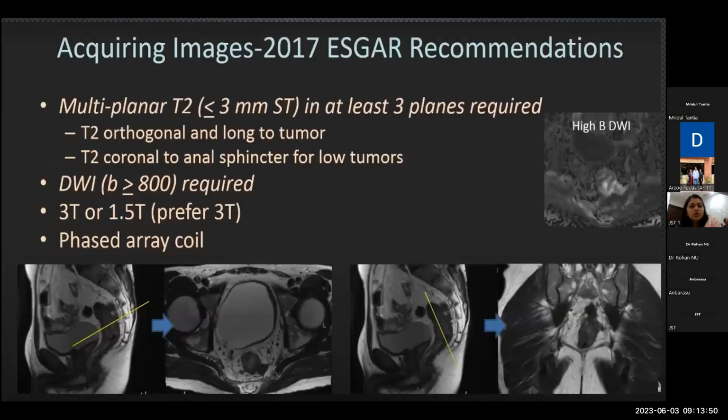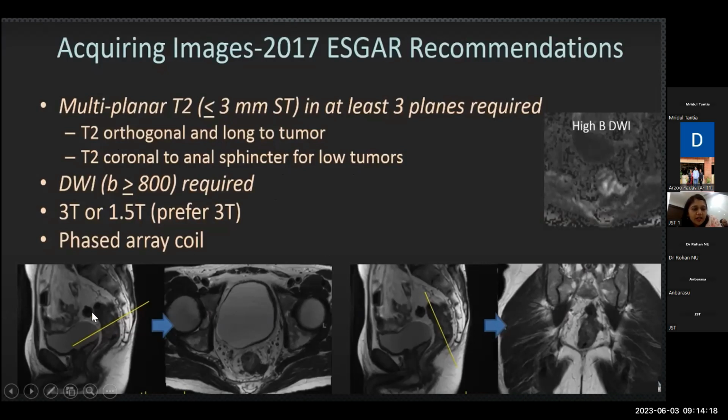So in short, the MRI protocol. Very important are the T2 images we take. T2 is easily identified with the fluid in the bladder or in the spinal canal. For the MRI rectum or for any tumor in the cervix or any rectum, very important are the orthogonal images to the tumor, orthogonal and long axis images along the tumor.